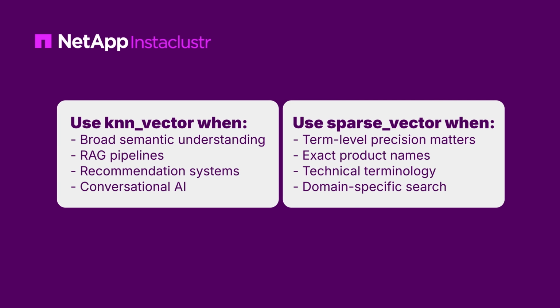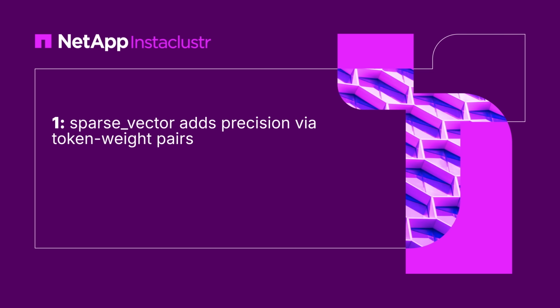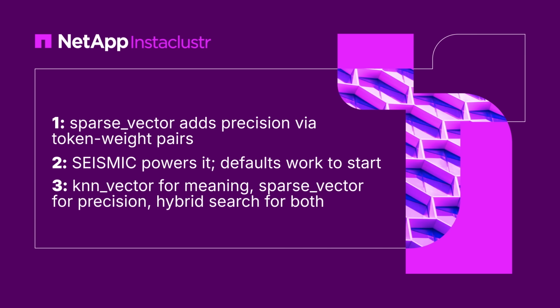Once you're comfortable with both, explore hybrid search in OpenSearch, which combines traditional keyword search with dense semantic search in a single pipeline. 3 quick takeaways. 1. Sparse vector adds a precision layer by storing token weight pairs that preserve the importance of specific terms. 2. Seismic powers it under the hood and the defaults work well to start. 3. Use knn vector for meaning, sparse vector for precision, and explore hybrid search to combine keyword and semantic retrieval.